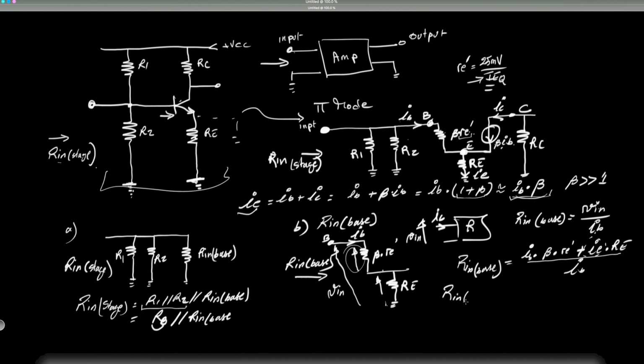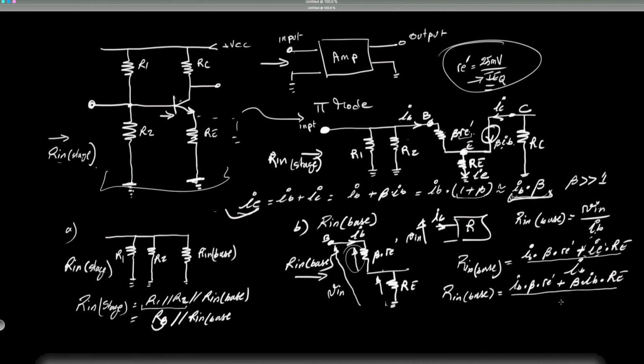Rn base equals little IB times beta times Re prime. And again, Re prime is this thing here, plus beta IB, right? So where are we getting this from? Right here. That's IE times Re, everything divided by little IB. I'm seeing IB here, IB here, IB here. Can I get rid of it? Yeah, because you can factor these 2 divided by that. Sure enough, right? That's 1.